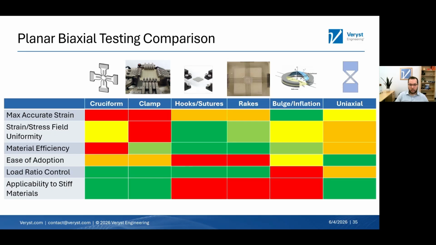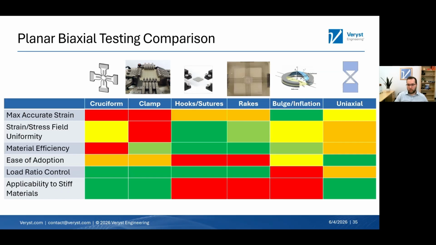It could be better, but it does work. For clamps, it's still poor. There's no way of getting around that. You have to have quite a large specimen before you begin to get anywhere near a uniform stress field. For hooks and sutures and for rakes, it's very, very good. Rakes is a little bit lower just because of that shear stress transferal.